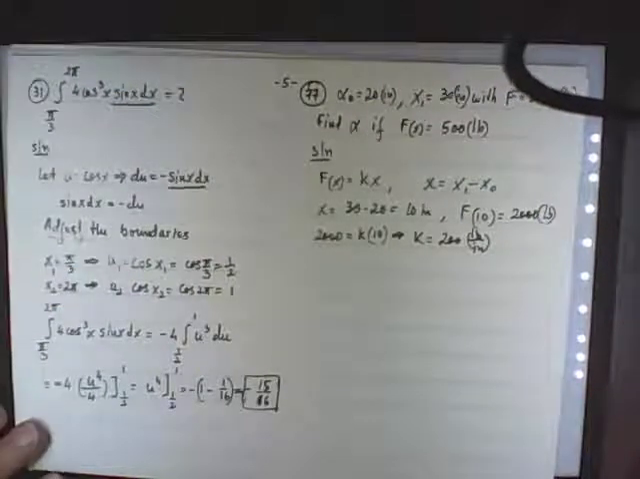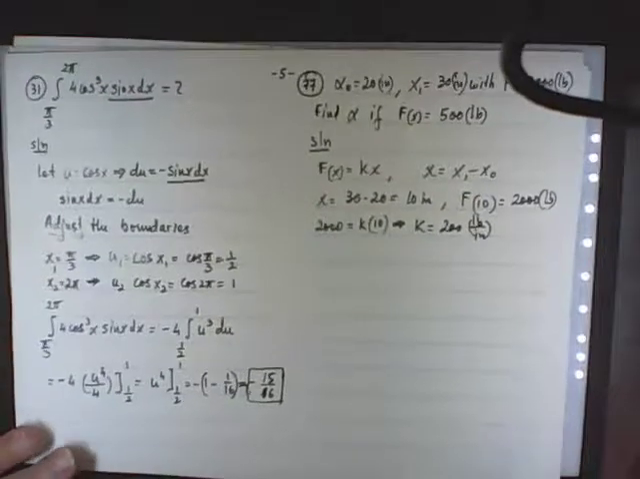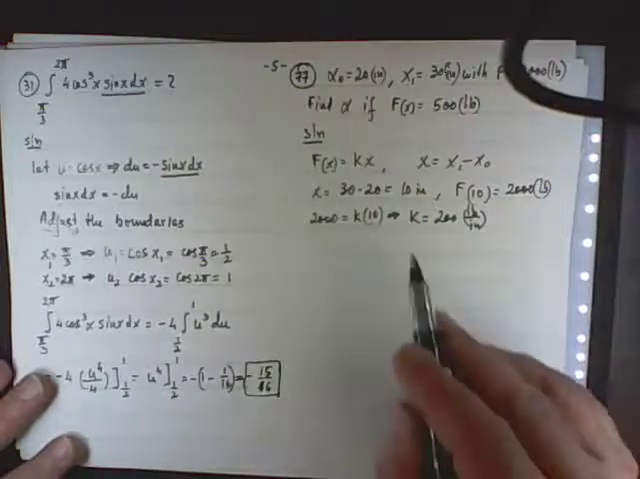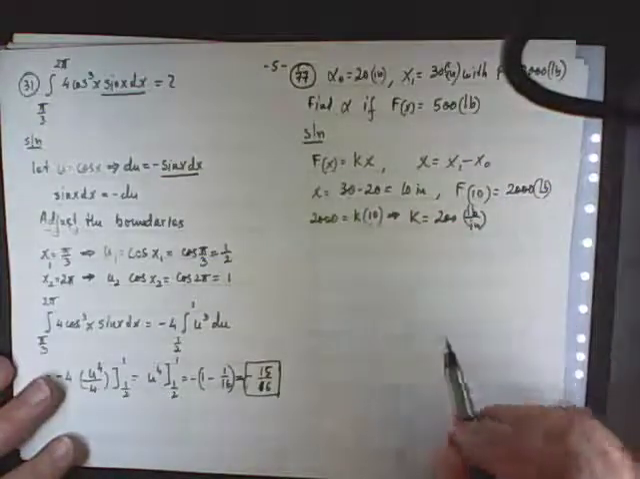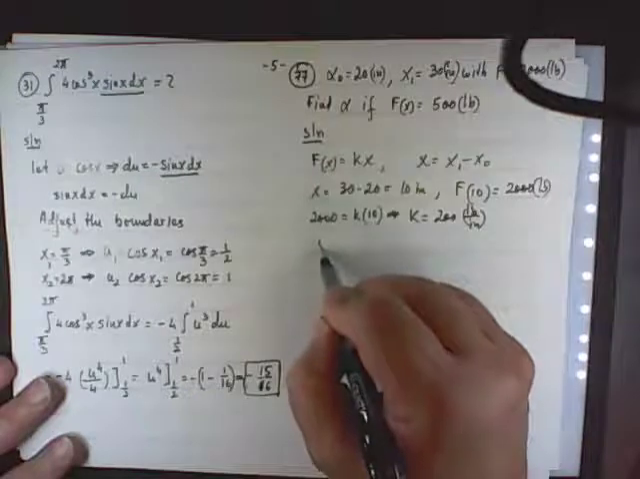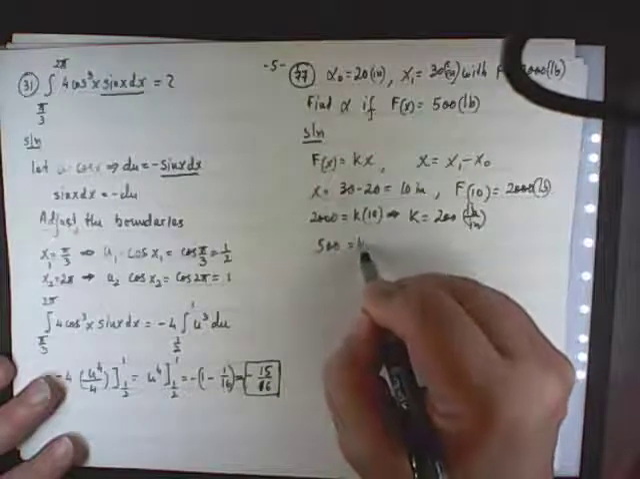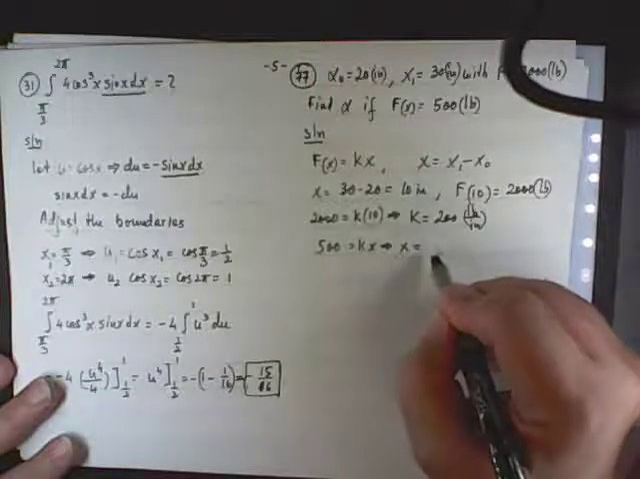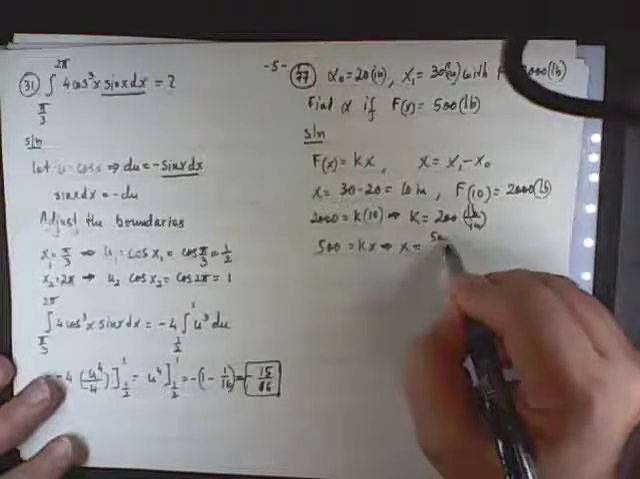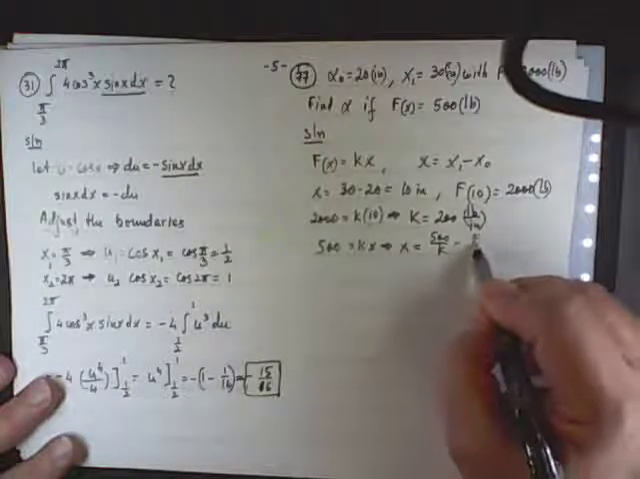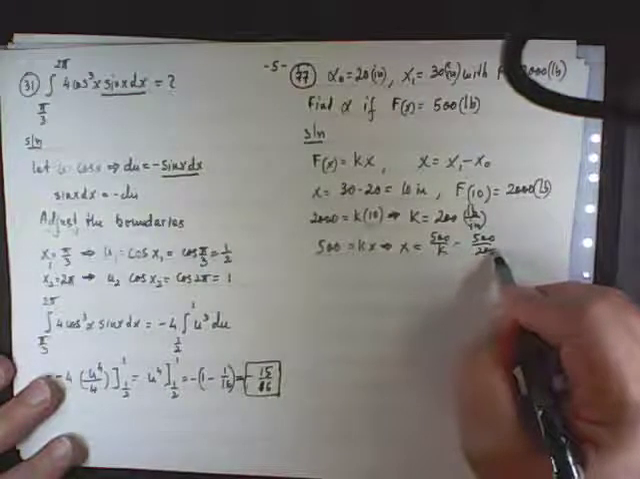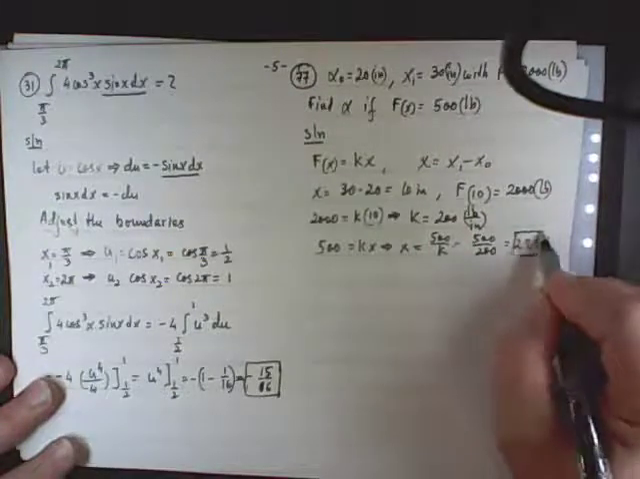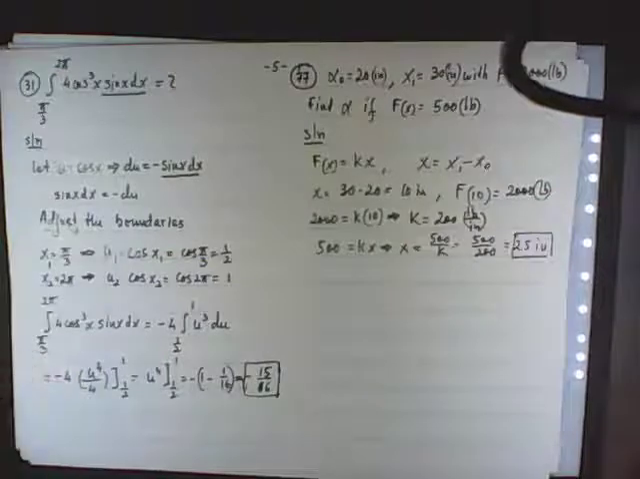So this is the coefficient, the constant of the spring, and now we have F equals 500 pound. So 500 pound equals k times x, and therefore x equals 500 divided by k, or 500 divided by 200, or 2.5. And that's the answer, 2.5 beyond the natural length.